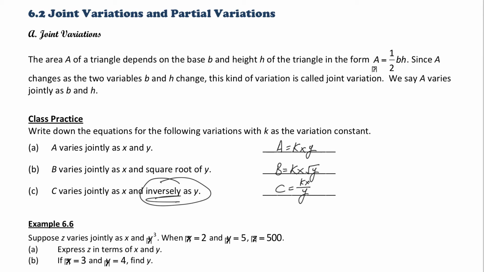But one reminder, sometimes the question can change like this. I use this example: C varies directly at x and inversely at y. Although we do not have the word jointly, this example is also joint variation. So bear in mind, sometimes we do not have the word jointly, but if the description is like this, varies directly at x and so on, then the relationship is x times y, over y. Let's see example 6.6.